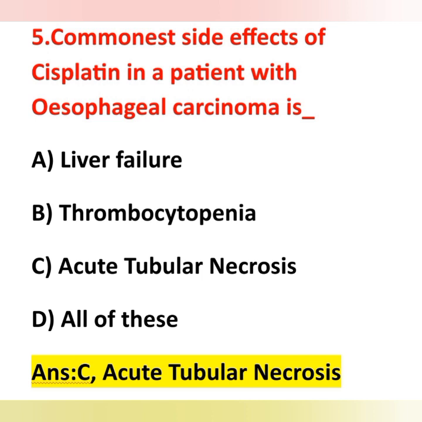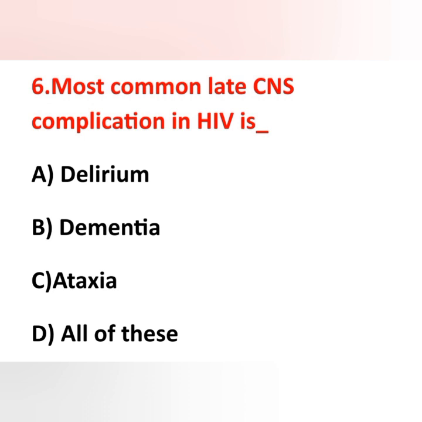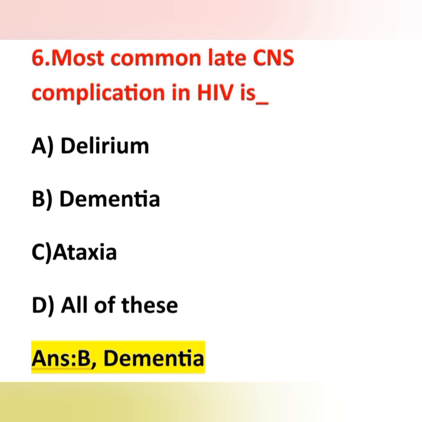The next question. Question number 6. Most common late CNS complication in HIV is. And options are option A delirium, option B dementia, option C ataxia, and option D all of this. Most common late CNS complication in HIV is option B, dementia is the correct answer. Dementia means loss of memory, which is the late complication of HIV.